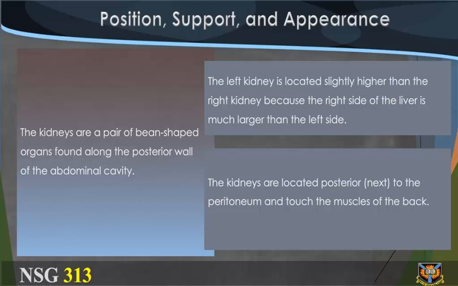Position, support, and appearance. The kidneys are a pair of bean-shaped organs found along the posterior walls of the abdominal cavity. The left kidney is located slightly higher than the right kidney because the right side of the liver is much longer than the left side. The kidneys are located posterior, next to the peritoneum, and touch the muscles of the back.